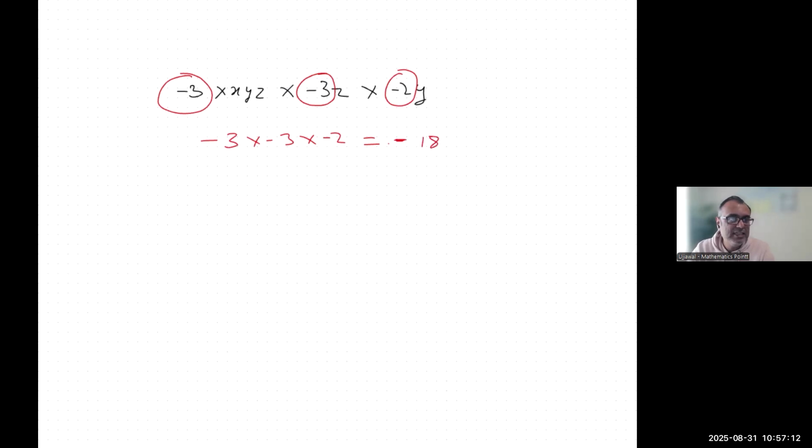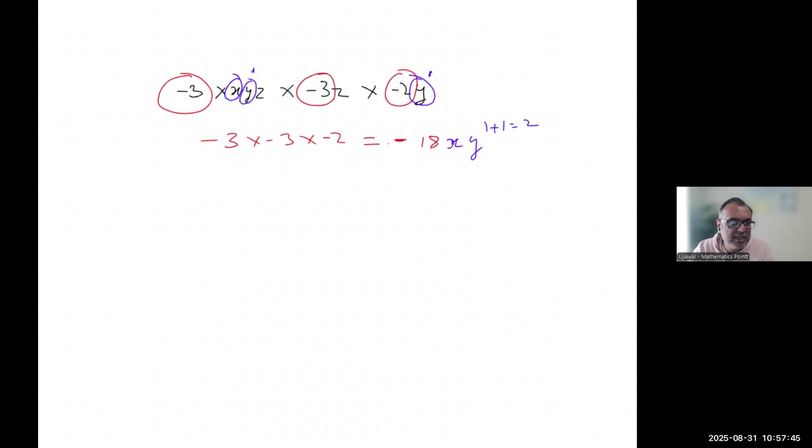Now, let's pick up the variable part, and I'll change the color here. I've got an x here. Do I have any more x's around? No. So I will just write an x here. I take a y. How many y's do I have? A y here and a y here. So y raised to the power of 1, y raised to the power of 1. So 1 plus 1 makes it 2.